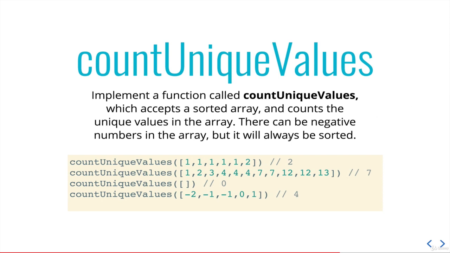So the function you need to implement is called countUniqueValues, and it should accept a sorted array again, and it returns the count of unique values in that array. And it can have negative numbers in there, but it will always be sorted. So in this case, it should return 2 because there's only two unique numbers, 1 and 2. In this case, it should return 7 because we've got 1, 2, 3, 4, 5, 6, 7 as far as the unique numbers. Empty, we have 0 unique values. Here we have 4 unique values, -2, -1, 0, and 1.